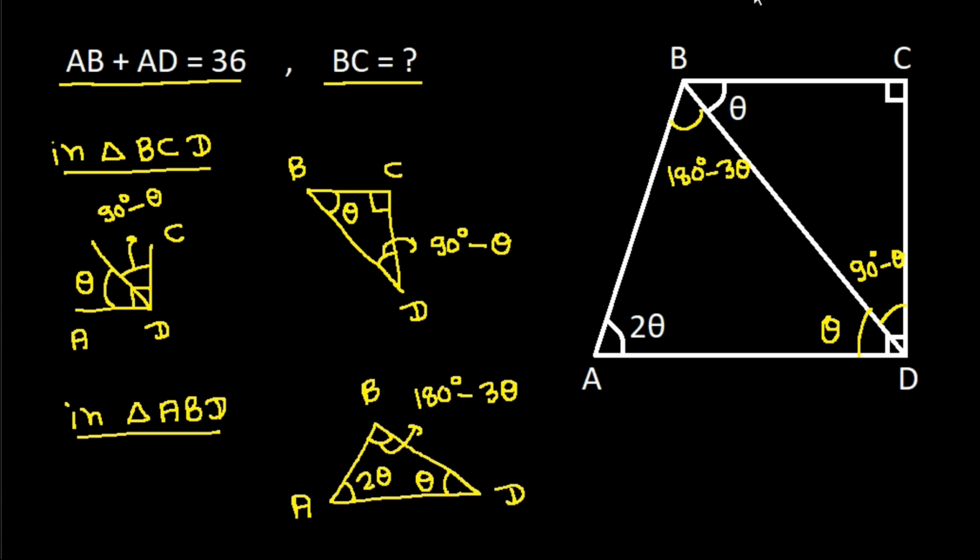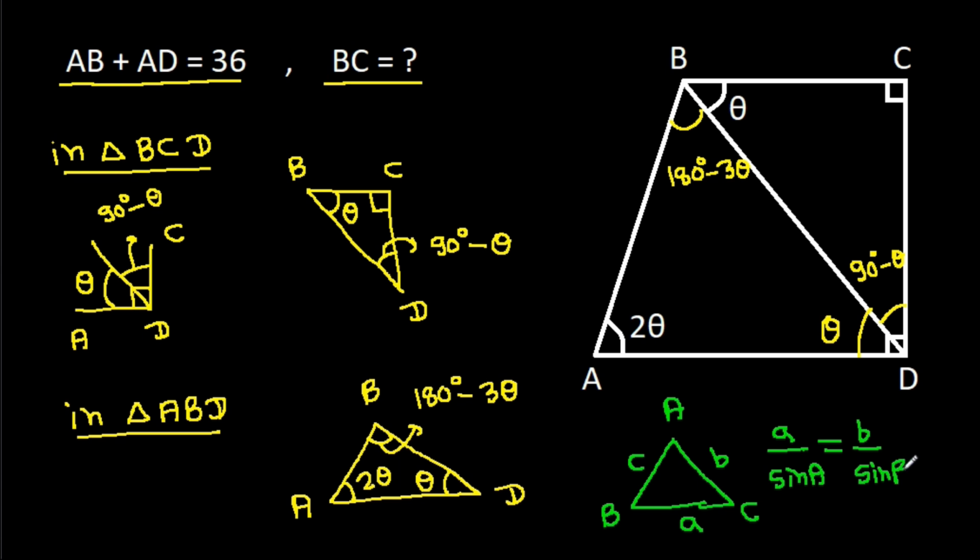And now, in any triangle ABC, if BC is a, AC is b, and AB is c, then a by sin A is equal to b by sin B, and it is equal to c by sin C. And we have AB plus AD is 36. We have a relation between AB and AD.